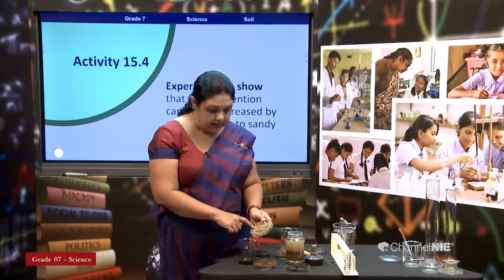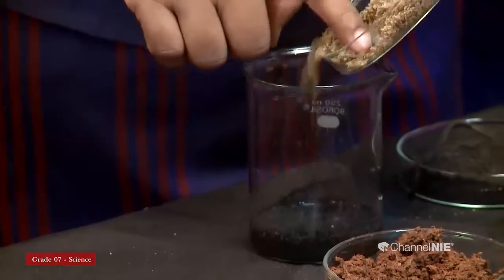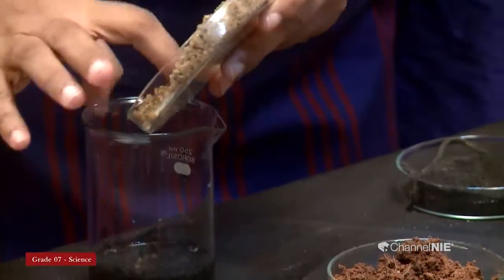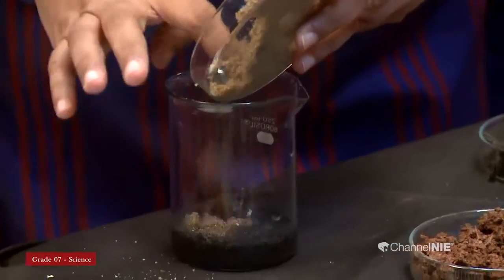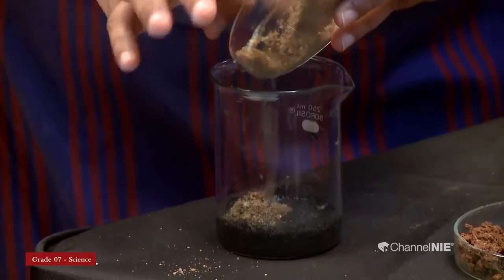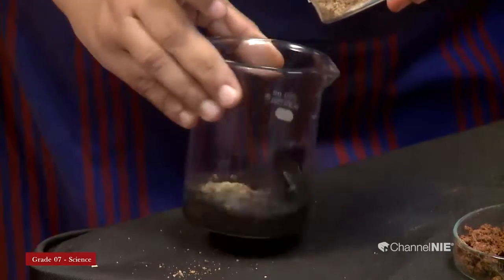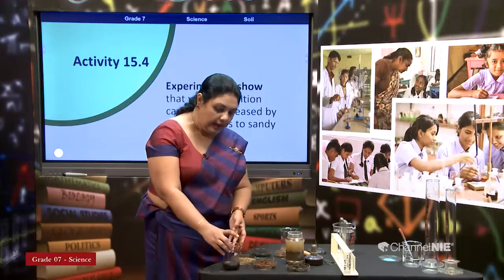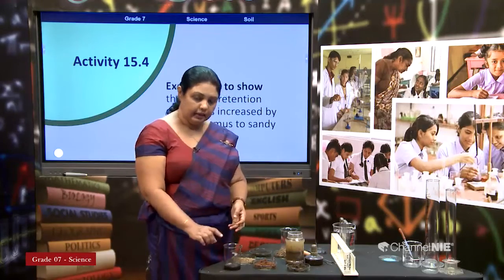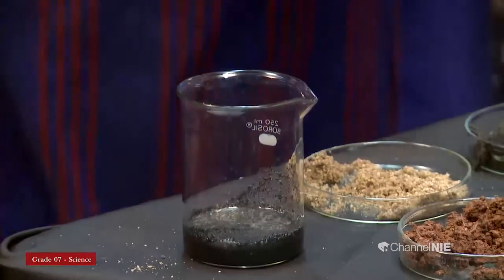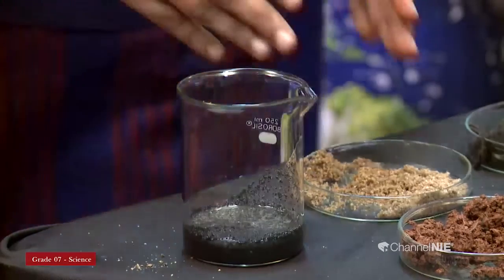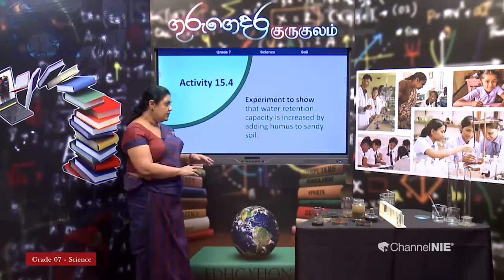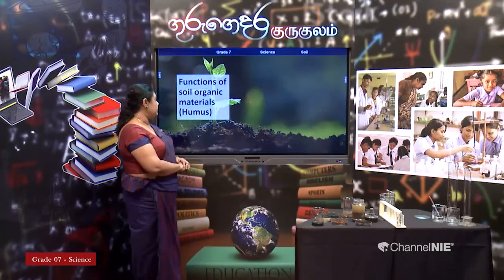Now, we can add some sand to that. You can see that water is there. Now, the amount of water which was floating there has decreased. Why is that? Because the ability to retain water increases when sand is put there. So, that is what you can do with this.